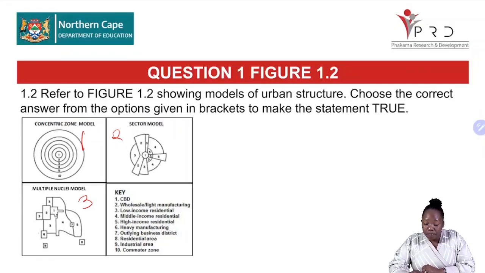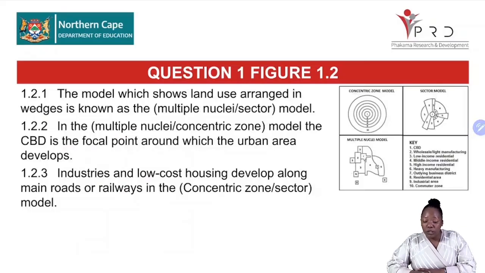Where does it differ? Your number 6, it's your heavy manufacturing. Then your number 7, it's outlying business district. Remember, in short, we call them the OBD. And then your number 8 is the residential area. And then number 9 is the industrial area. Lastly, which is number 10, is the commuter zone. So let us check our questions.